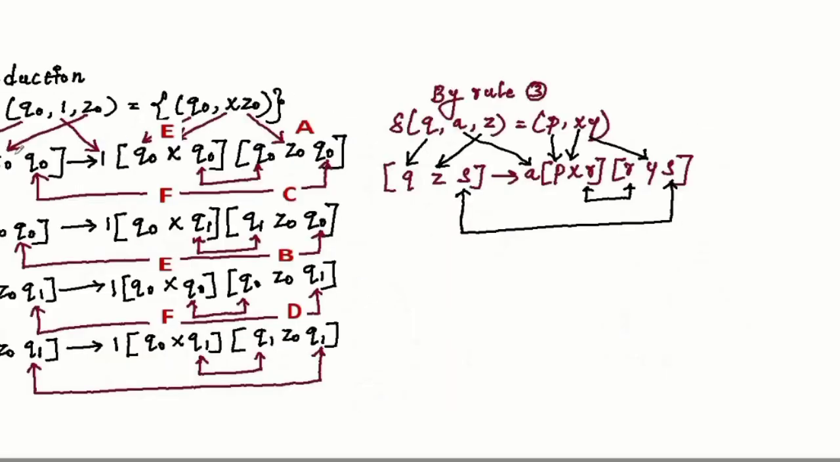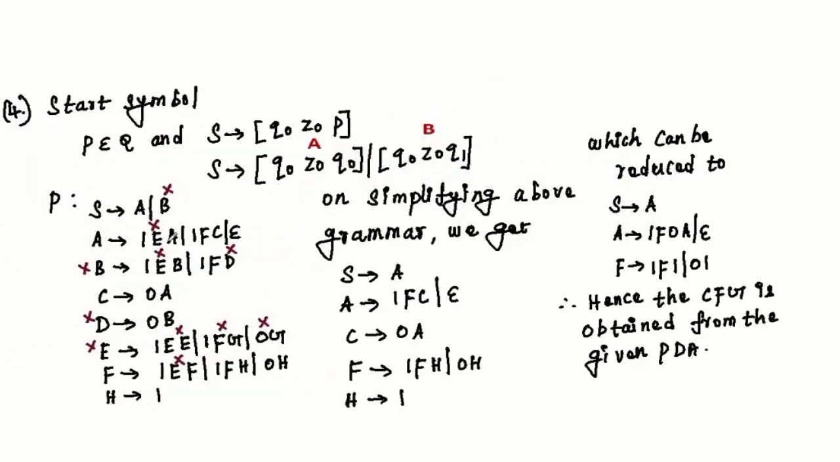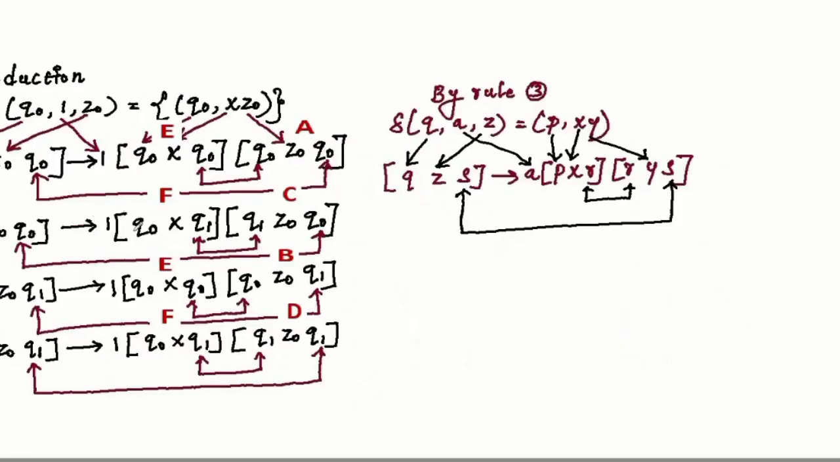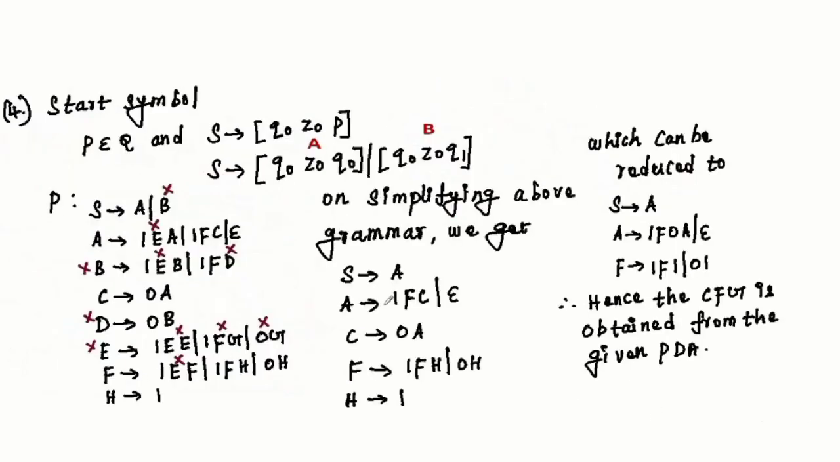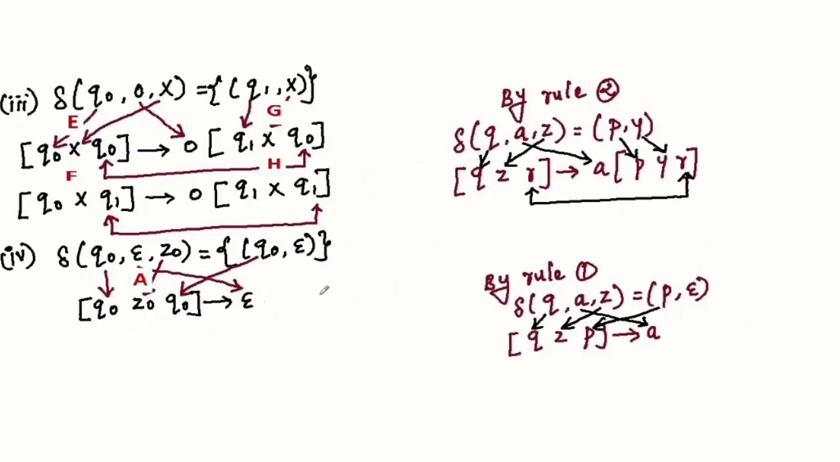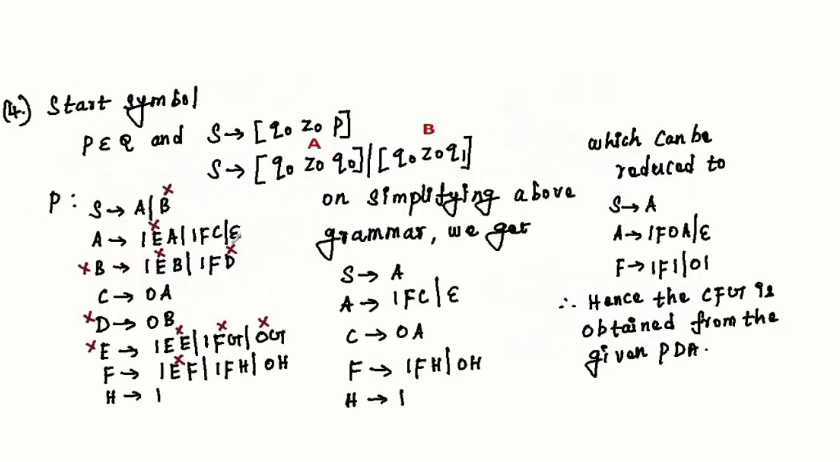After that, A tends to 1 E A. Then write 1 E A. Next, A tends to 1 F C. Here you write A tends to 1 F C. Then wherever an A production appears, write it here. Here A tends to epsilon. Write A tends to epsilon. Likewise, write all the productions B, C, D, E, F, H.